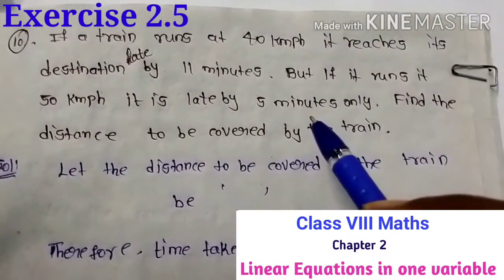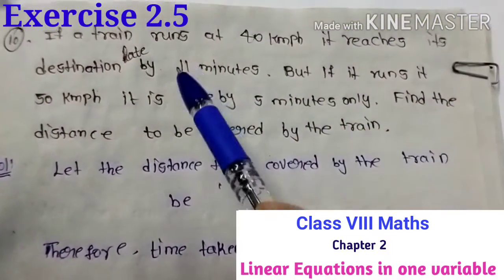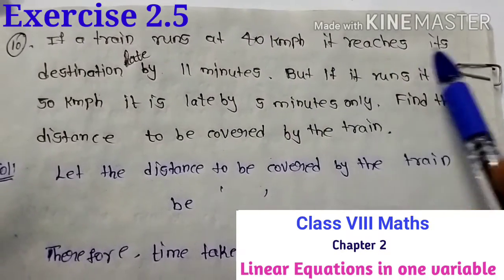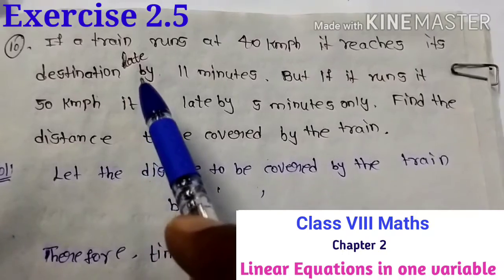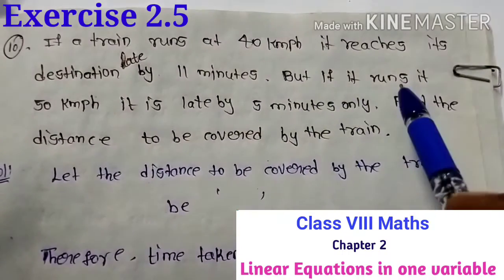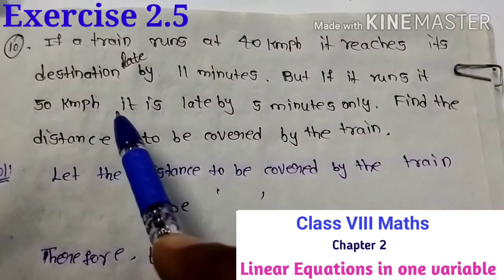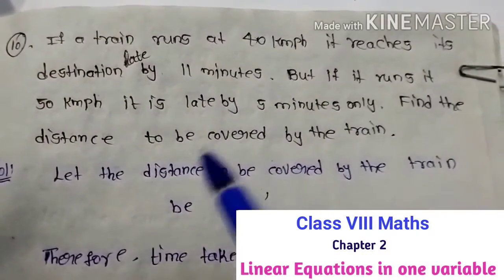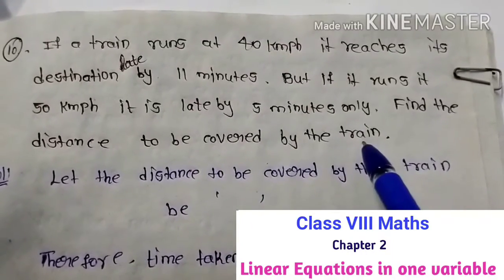Now you can see here exercise 2.5 question number 10. If a train runs at 40 km per hour, it reaches its destination late by 11 minutes. But if it runs at 50 km per hour, it is late by 5 minutes only. Find the distance to be covered by the train.